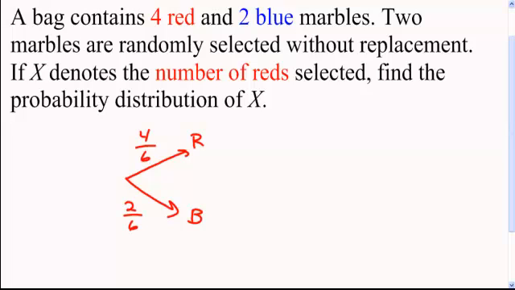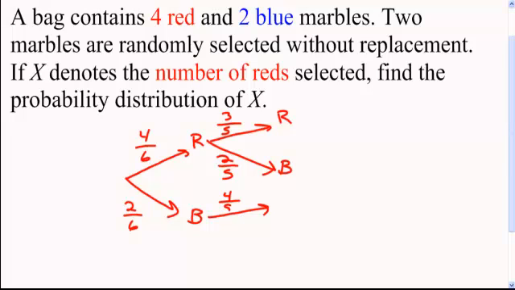This is without replacement, so now I'm down to 5 marbles. If I get a red marble the first time, I can get a red marble again, which means I only have 3 red marbles left out of 5 total. Or I can get a blue one. I still have 2 blue marbles left out of those 5 because I did not replace the first one. However, if I picked a blue marble first, I still have 4 red marbles out of the 5. And to pick another blue, since I already picked a blue, I only have 1 blue marble left out of the 5.